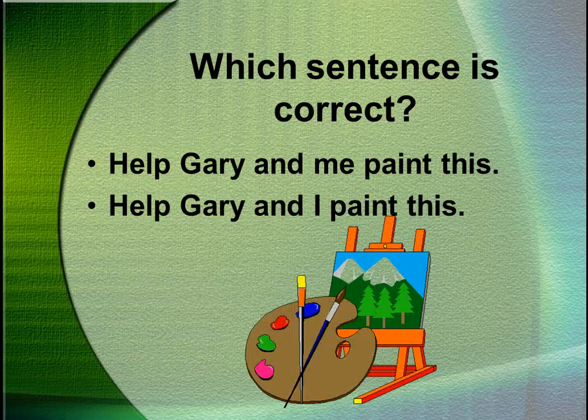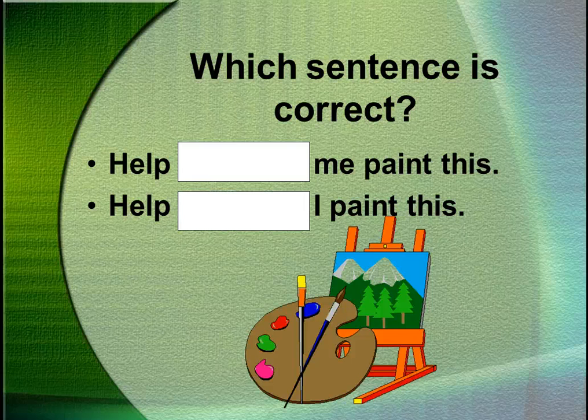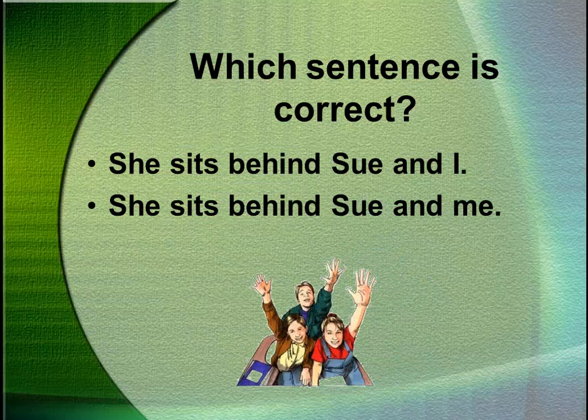So which sentence is correct? Help Gary and me paint this. Help Gary and I paint this. Help me paint this. Help I paint this. Which one is correct? Good. Help me paint this.